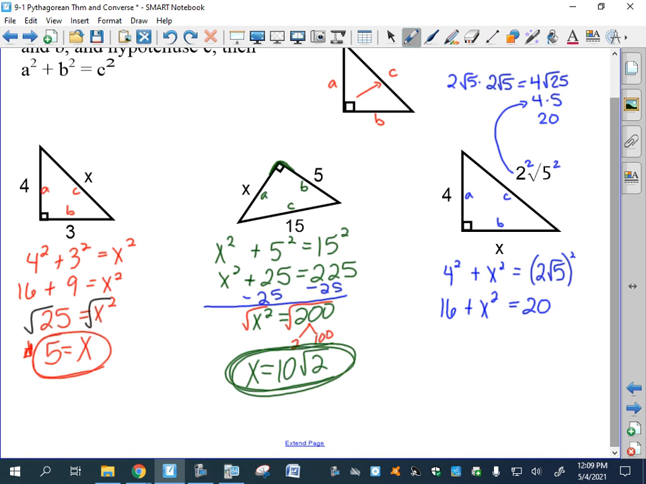Now, what's my next step to solve? 20 minus 16 is 4, and then so x is 2.